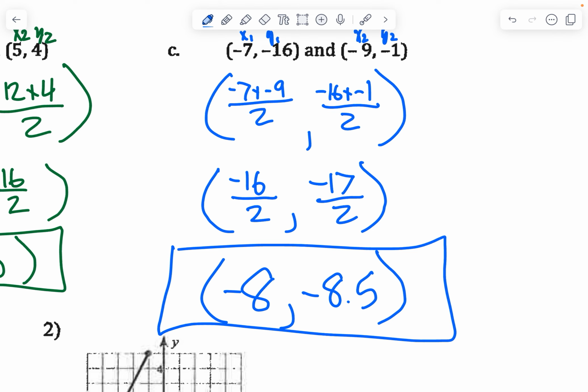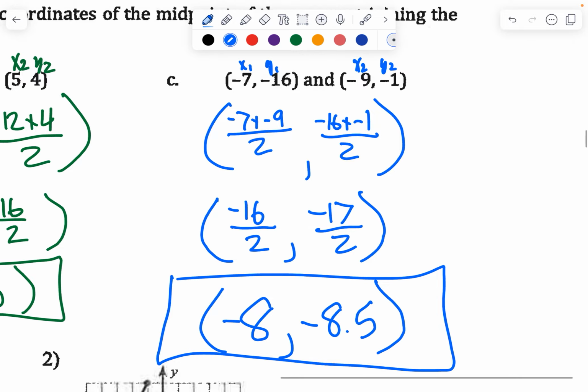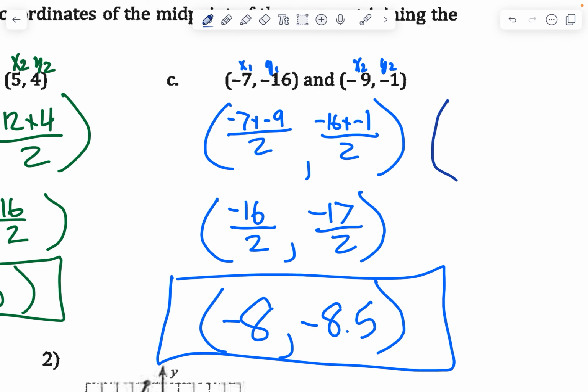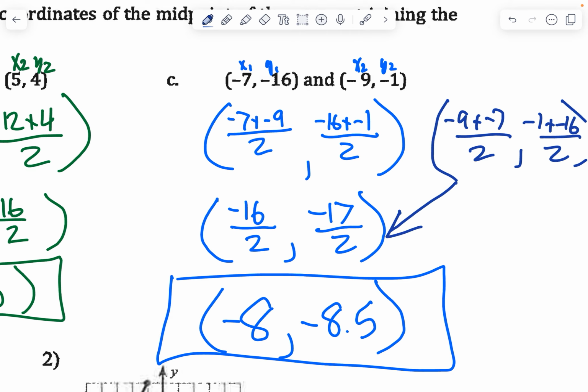Maybe the only other thing I'll show you with these examples real quick is, reminding you guys, I can flip-flop the order, which is kind of nice about the midpoint formula. Because it's addition, it follows the commutative property. Like if I did negative 9 plus negative 7, it doesn't really matter. Same thing, negative 1 plus negative 16. That will still lead me to the negative 16 over 2 and negative 17 over 2. So it's pretty difficult to mess that part up.